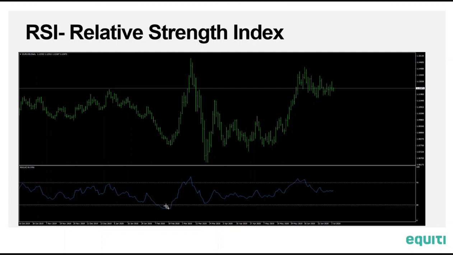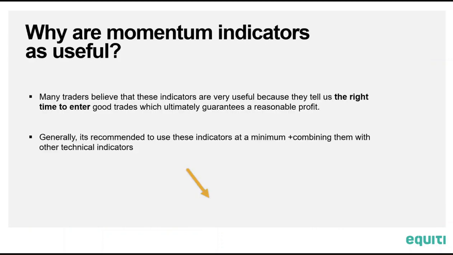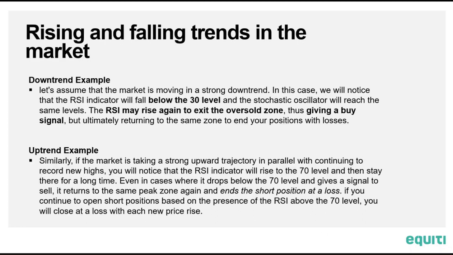So here it entered the oversold phase, which is below 30. And here it entered the overbought phase, which is above 70 and is likely to reverse the trend lower. Okay, so momentum indicators are useful because they tell us the right time to enter good trades, which ultimately can lead to a reasonable profit. Generally, it is recommended to use these indicators at a minimum, combining them with other technical indicators.